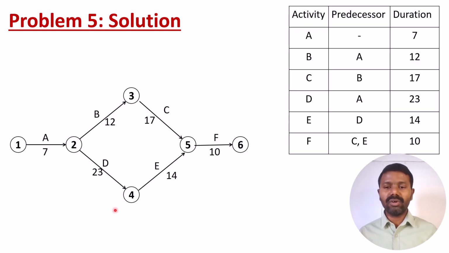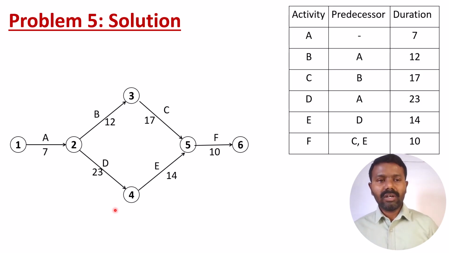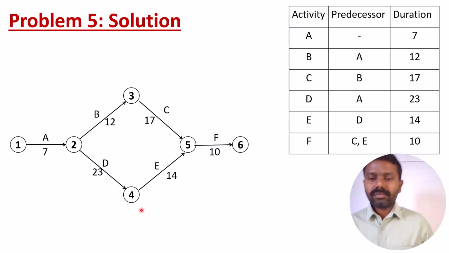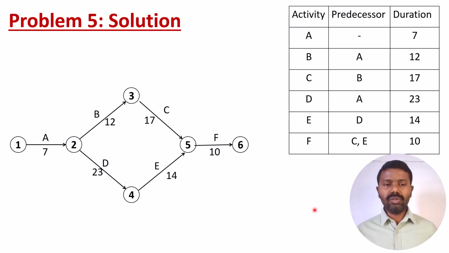Once you construct the network model, it is very easy to calculate the critical path and the project duration. Sometimes they will be giving the information about the activities, and then we need to draw the network model. So this network model is drawn based on the given information.